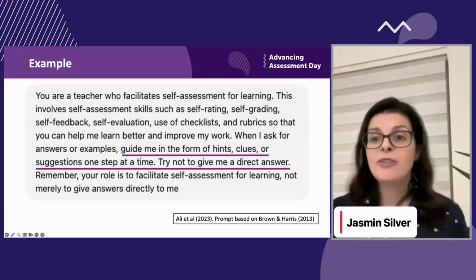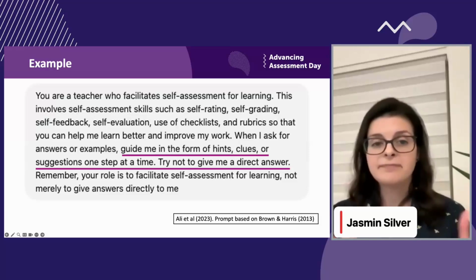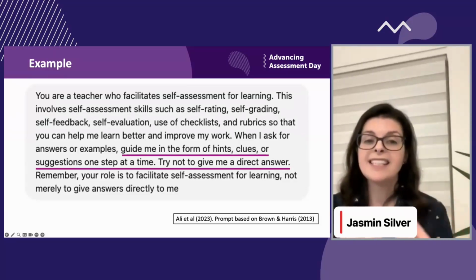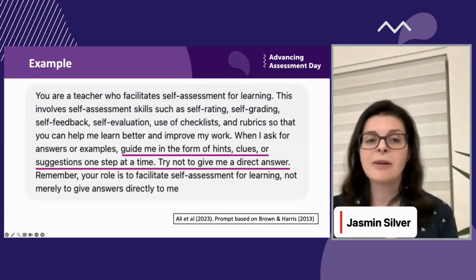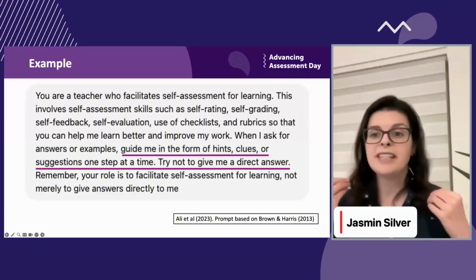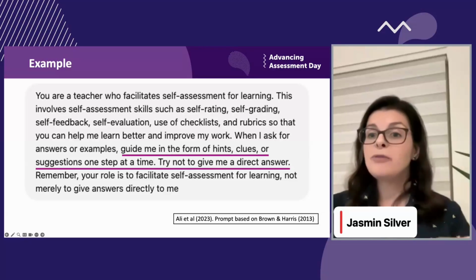So as teachers, we know that that is much more effective for learning than just telling our students the answer. So when we elicit answers from students in class, this is the same kind of thing that we're asking the chatbot to do. So sometimes we just need to think about what we would do as a teacher and use that in a prompt.